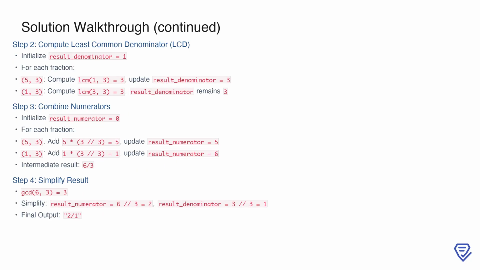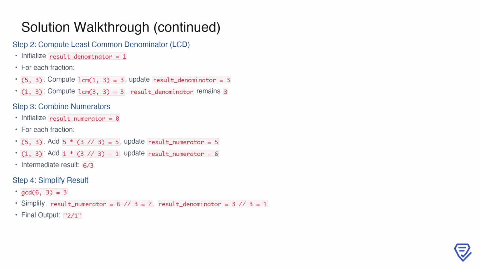To solve this example, we first compute the least common denominator. Starting with result_denominator equals 1, we process (5, 3). The LCM of 1 and 3 is 3, so we update result_denominator to 3. Then (1, 3): the LCM of 3 and 3 remains 3, so the denominator doesn't change. With the LCD determined, we proceed to combine the numerators.